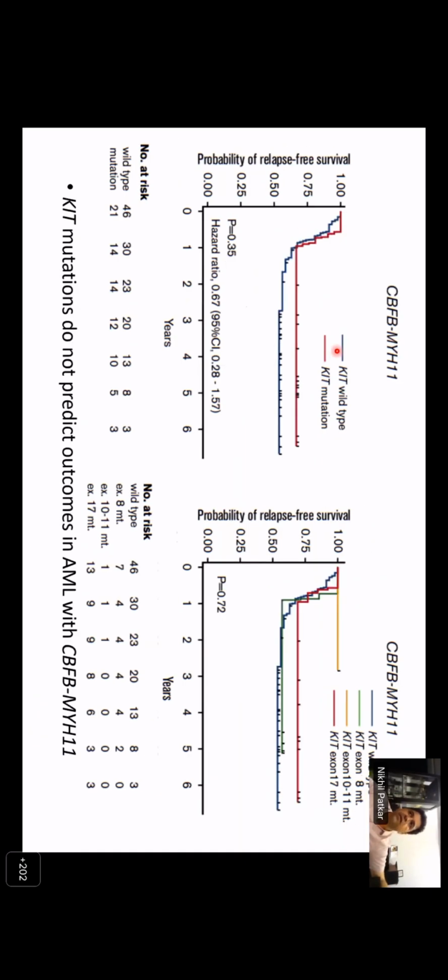But the take-home message is that if you have KIT mutations, the patients with RUNX1 and RUNX1T1 do worse. Now, when you look at CBFB-MYH11, you can see that KIT mutations actually did not predict outcome in these patients. Okay, so this is something to remember, that KIT mutations do unfavorably only in patients with RUNX1 and RUNX1T1 and not in CBFB-MYH11.